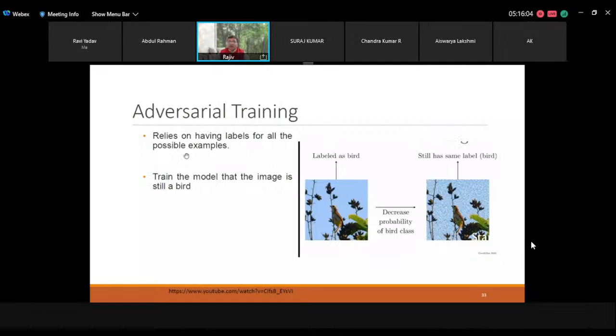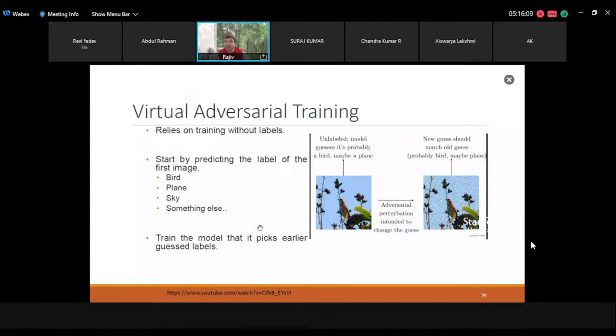Second one is that this relies on training without labels. So what we will do, since this is unlabeled, we will make some guesses. The guesses will be, okay, it's probably a bird, it's probably a plane, it's probably a sky.